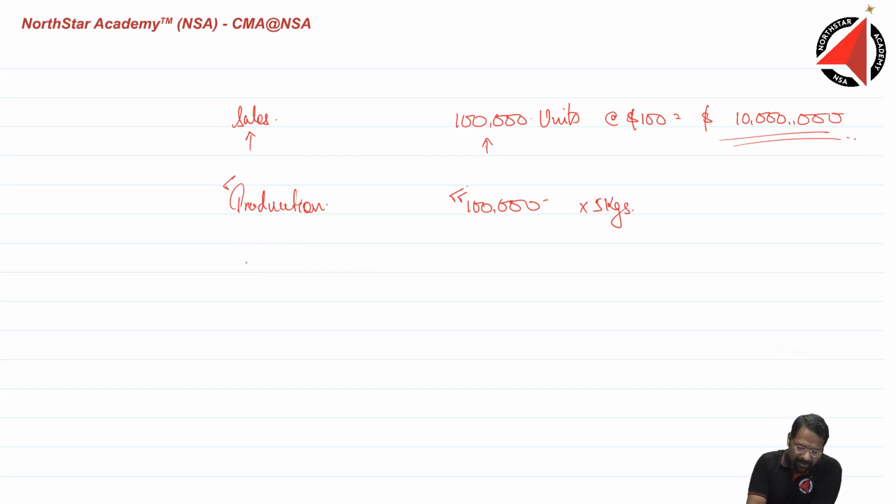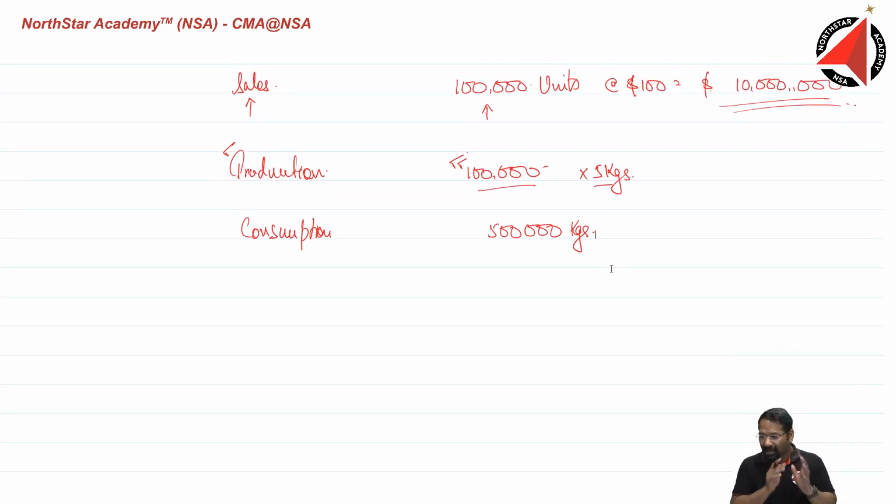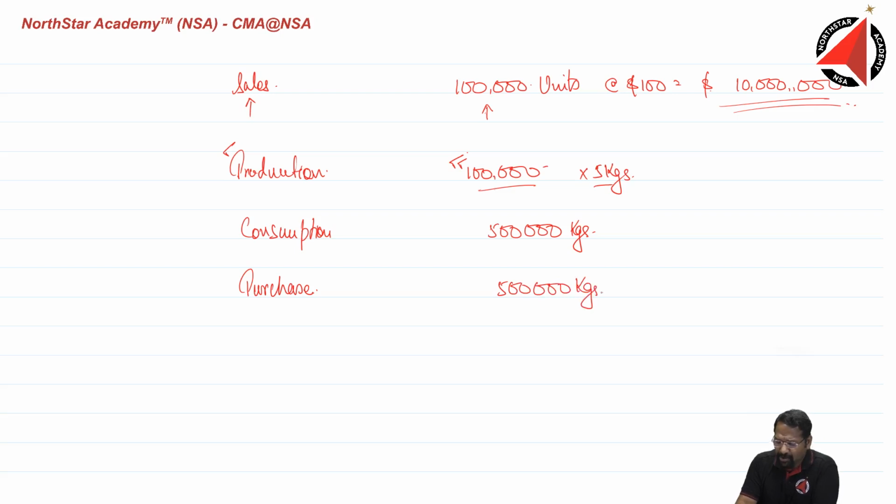Very good. Now we have understood this much we are going to consume. How much are we going to consume? 100,000 into 5. So 500,000 we are going to consume. Agreed? Now, once you know consumption, what is the next thing you plan? So once you know how much you are going to consume, the next thing you plan is purchase. Agreed? Now, how much are you going to purchase? 500,000 you are going to purchase. Why? Because you are in the first year of business.